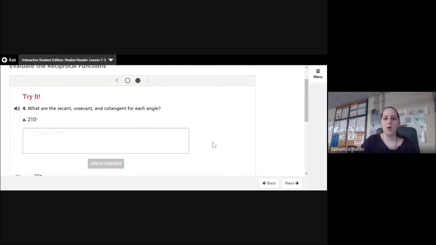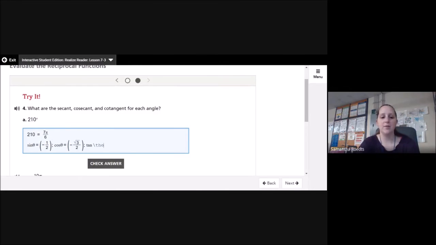All right, so let's try it. What are the secant, cosecant, and cotangent for each angle? The first one I have is 210 degrees. Well, 210 degrees is the same thing as 7 pi over 6, which means sine theta equals negative 1/2, and cosine theta equals negative square root of 3 over 2.